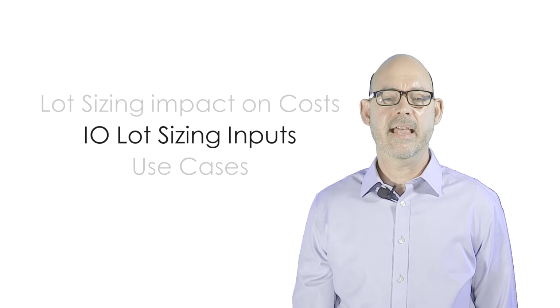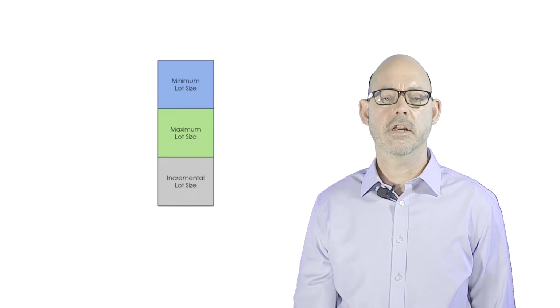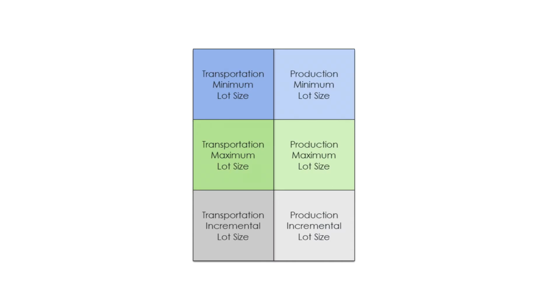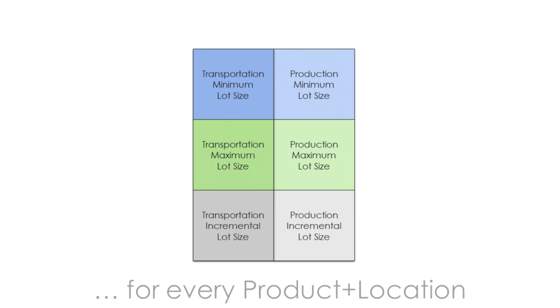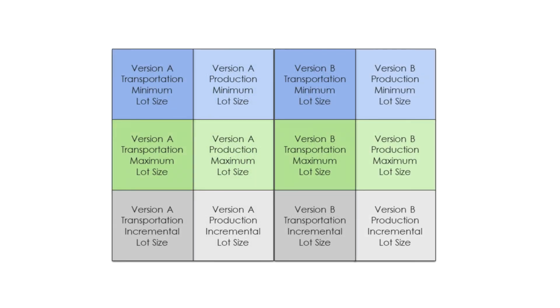In IBP, lot sizing is controlled by several inputs for both production and transportation. You have minimum, incremental, and maximum lot sizes. You can control this granularity at the product location level, or you can maintain it at a higher level. And of course, different inputs can be maintained with different versions, so you can quickly compare one option to another.